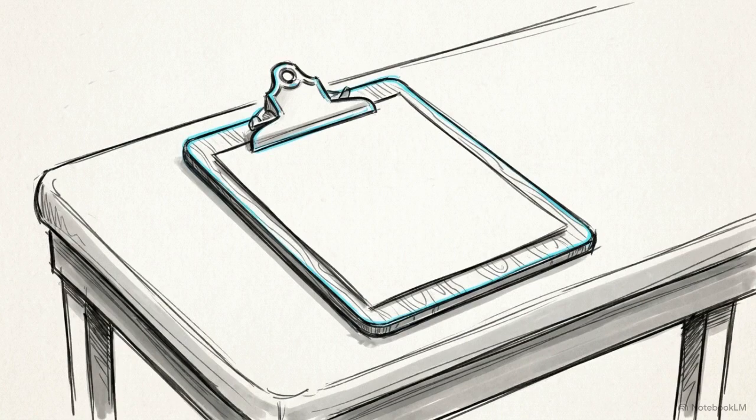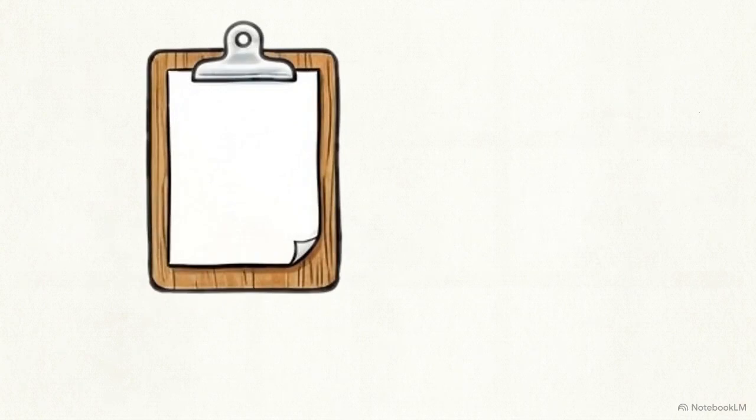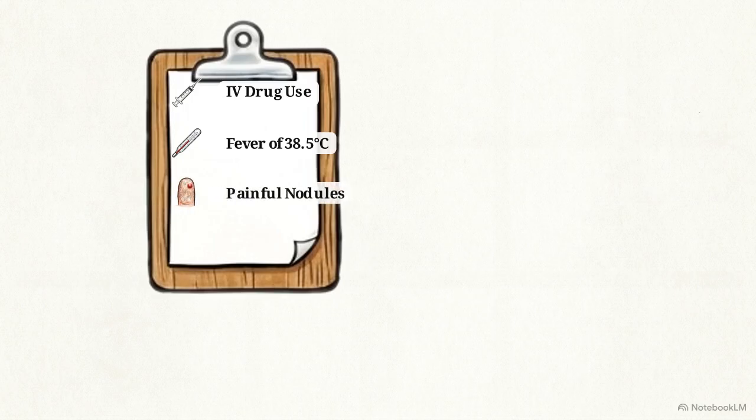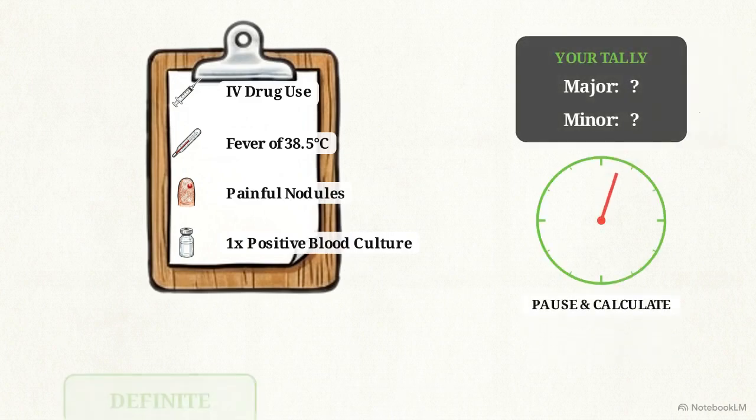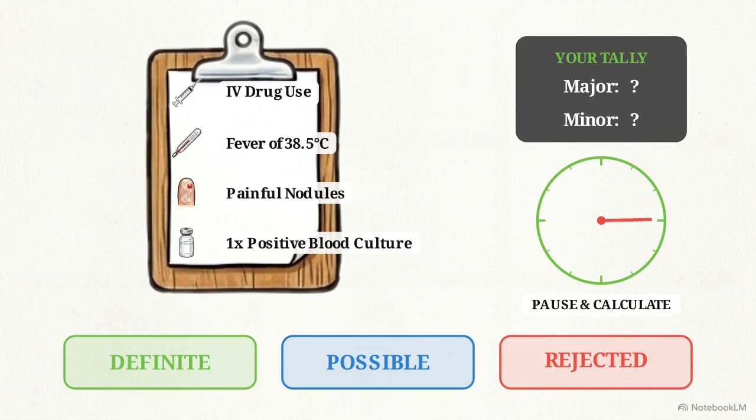Now, let's apply these rules to a rapid clinical scenario. Analyze this case. A patient presents with a history of IV drug use. They have a fever of 38.5 degrees Celsius and painful nodules on their fingertips. The lab reports a single positive blood culture for Staph aureus. Pause the video now. Based on the math we covered, calculate whether this patient meets the criteria for definite endocarditis, possible endocarditis, or if the diagnosis is rejected.